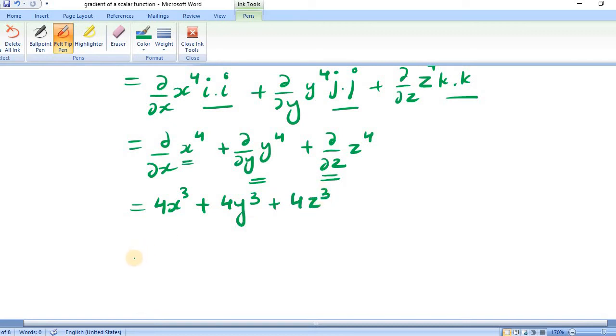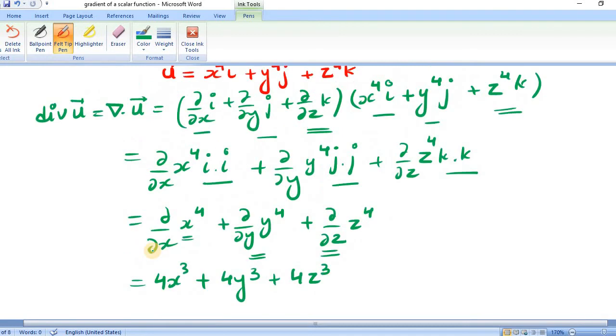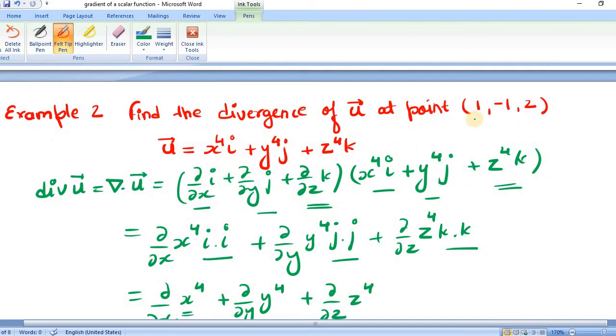So this is the divergence, but we have been given a point, so you can see in the question that this is the point where x is 1, y is -1 and z is 2.